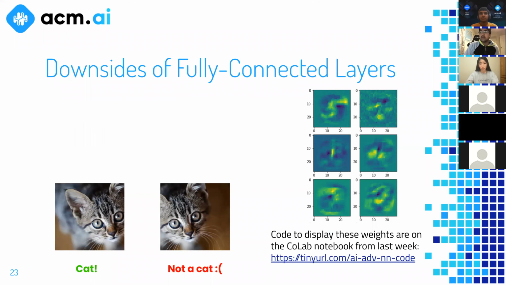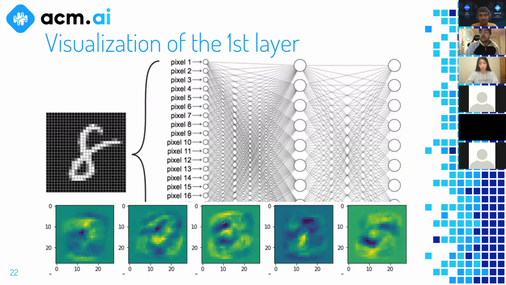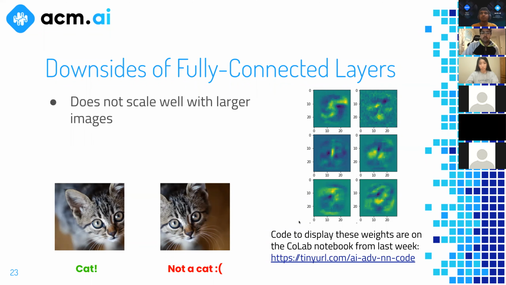We see here that there are some similarities, like the 8 here. But one of the main things is that these images are only 28 pixels by 28 pixels wide. While it's easy to analyze really small images with fully connected networks, this approach doesn't scale well with larger images.